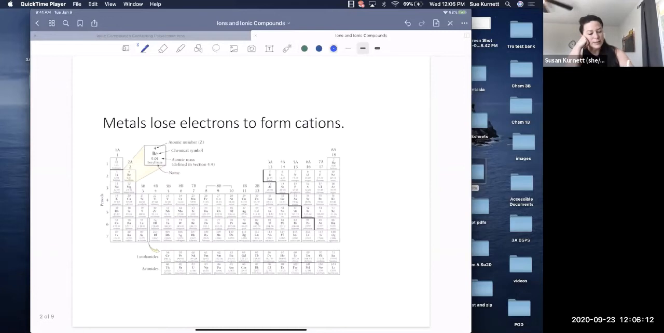Okay, so metals lose electrons to form cations. You are familiar with this line. This stair-step line separates metals from nonmetals. And the nonmetals would be the things to the right of the line, except for hydrogen. Hydrogen is a nonmetal, even though it's on the left of the line. And then metals would be most of the elements on the periodic table.